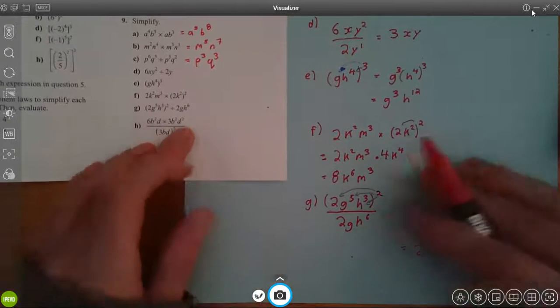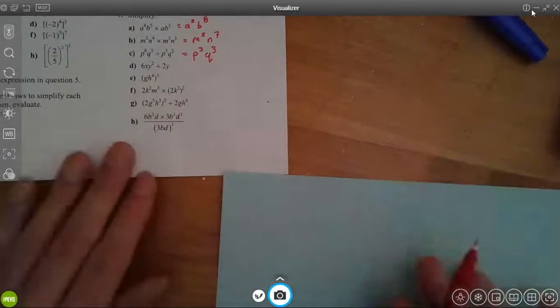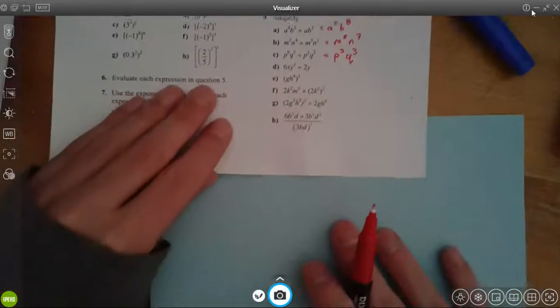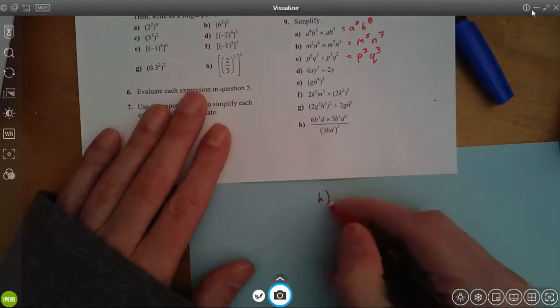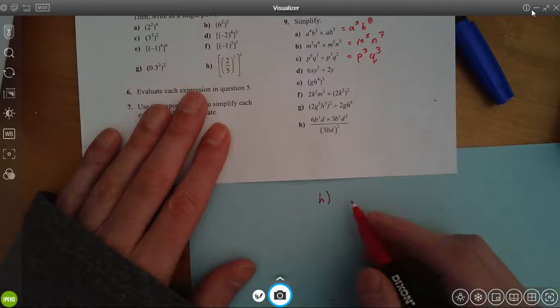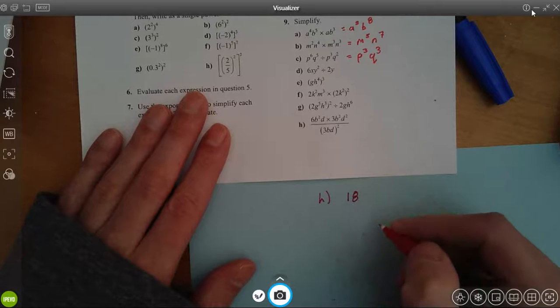Let's look at h. I'm just going to flip my page over so I can take up our last and our longest problem. Let me rearrange my paper. So this one's already written for us as a fraction. So I'll do the top. I'll do coefficient times coefficient. So 6 times 3 is 18.